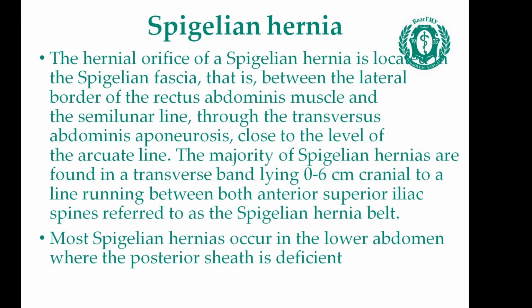The hernial orifice of a Spigelian hernia is located in the Spigelian fascia, that is, between the lateral border of the rectus abdominis muscle and the semilunar line through the transversus abdominis aponeurosis, close to the level of the arcuate line. The majority of Spigelian hernias are found in a transverse band lying 2 to 6 centimeters cranial to a line running between both anterior superior iliac spines, referred to as the Spigelian hernia belt. Most Spigelian hernias occur in the lower abdomen, where the posterior sheath is deficient.